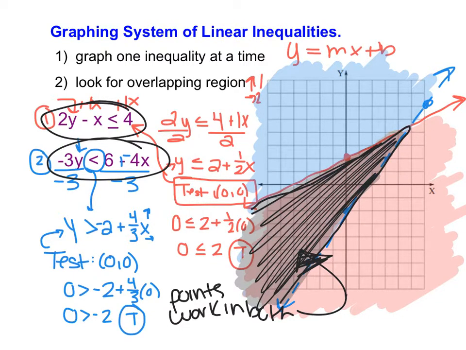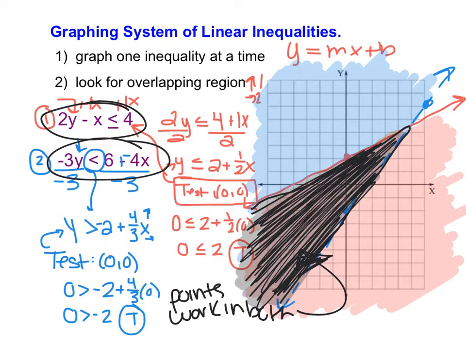So just like when we solved a system of equations, we found the point that worked in both equations. Now we're finding points that work in both inequalities. And any point in this black region will actually work in both of those inequalities.